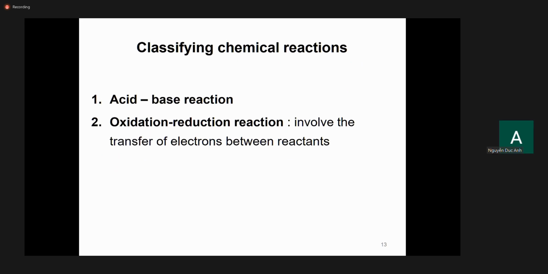Thank you. So now you know that chemical reactions happen a lot in nature, so we can classify them, of course. Phong is writing here only two types of reaction: acid-base reaction and oxidation-reduction reaction. Maybe in high school you saw some other reactions, like exchange reactions, combustion reactions, or precipitation reactions.